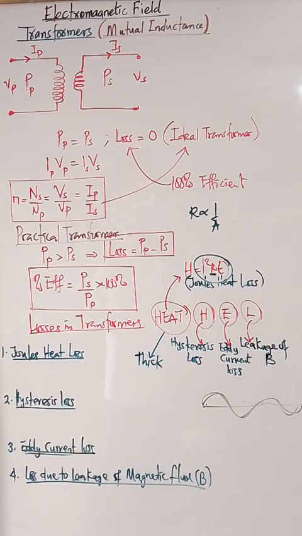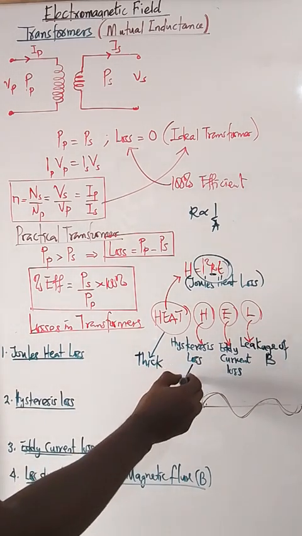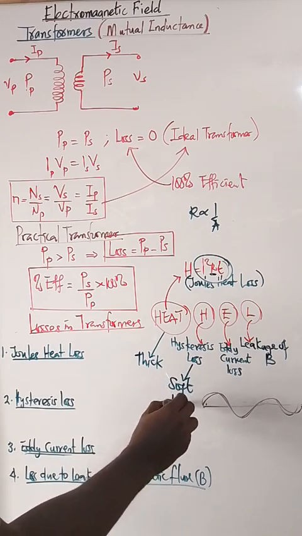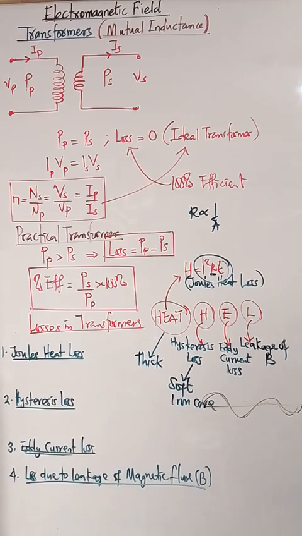So to reduce hysteresis loss, we have to use a special alloy like the soft iron core that can easily magnetize and demagnetize. Since soft iron can easily be magnetized and demagnetized, to reduce hysteresis loss we should use a soft iron core. We should not use steel, because steel cannot easily magnetize or demagnetize, although it can maintain its magnetism for a long time. So we have to use a soft iron core in the transformer.